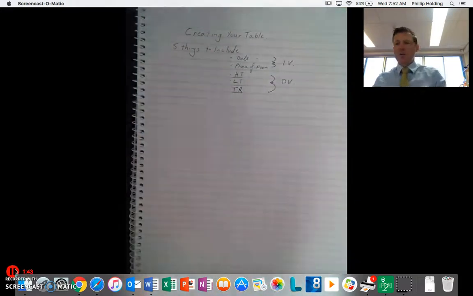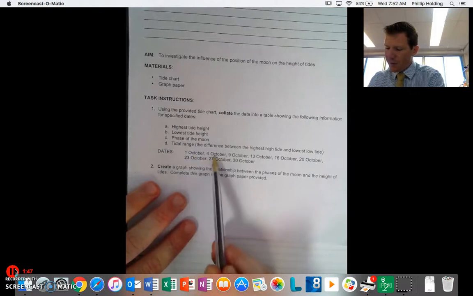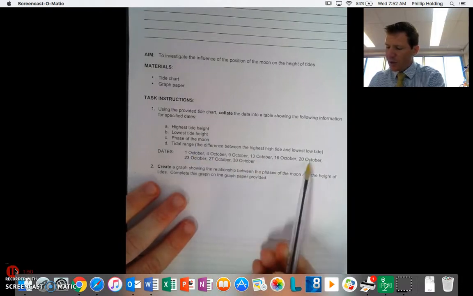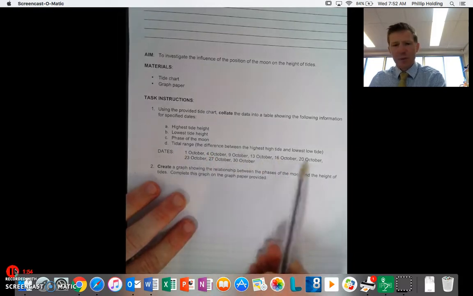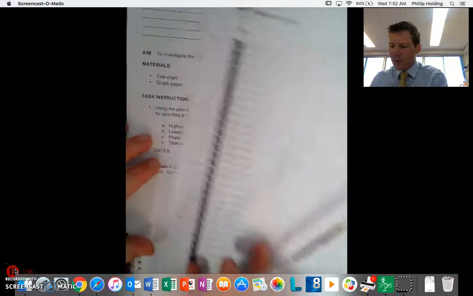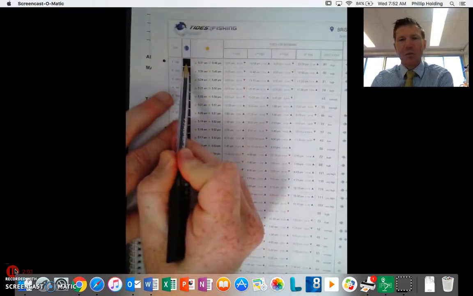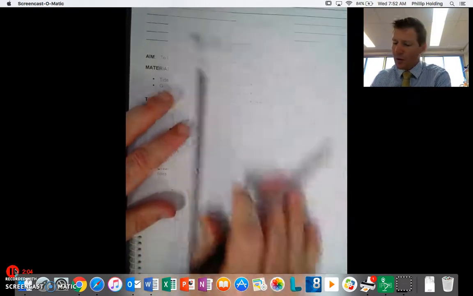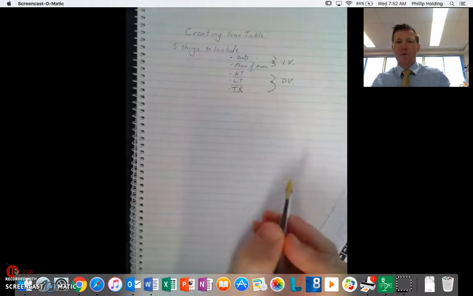Now, on your task instructions, you're actually given the dates here: 1st of October, 4th of October, 9th, 13th, 16th, 20th, 23rd, 27th, 30th. Each of these corresponds to a different phase of the moon, so you need to look over here. We might go to the 1st, for instance, and look at that and go, well, there's no moon, which means it's a new moon. So on the 1st, we put new moon.